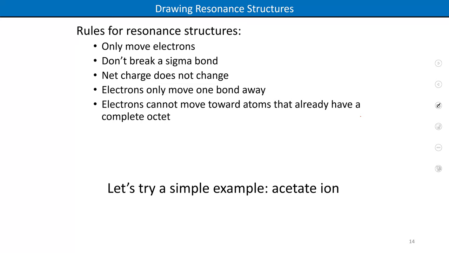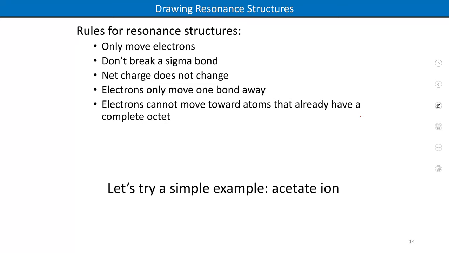All right, so when we're drawing resonance structures, one of the quiz questions this weekend is to draw all the possible resonance structures. That's what we're going to practice a whole bunch of after break. We're only moving electrons. You never break a sigma bond. Those are the two biggest ones. So nuclei aren't moving, there's that Born-Oppenheimer approximation. Never break a sigma bond because sigma bonds are too stable. If you're breaking a sigma bond, you've actually got a chemical reaction happening, not just a resonance structure.